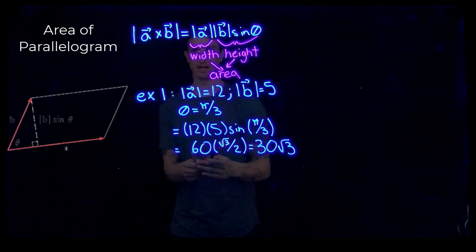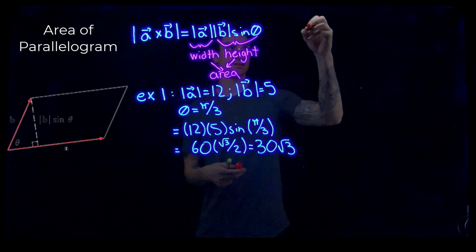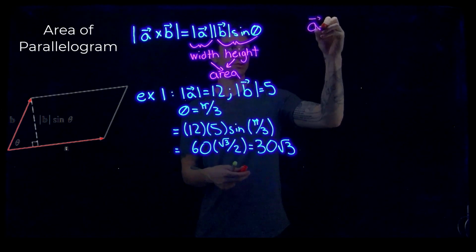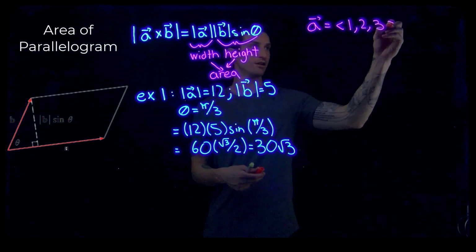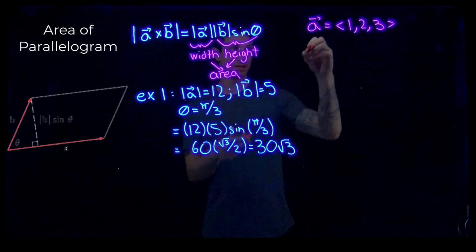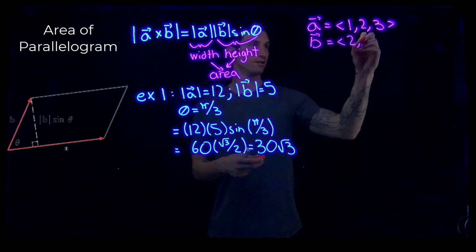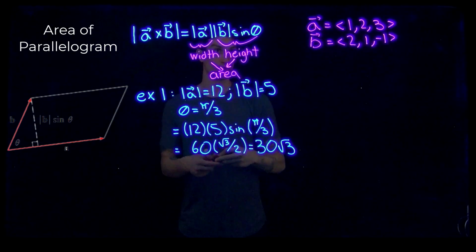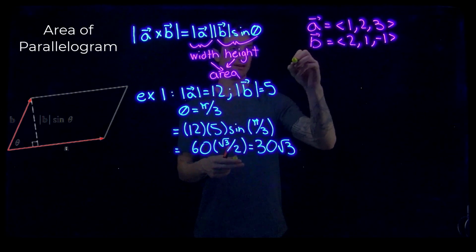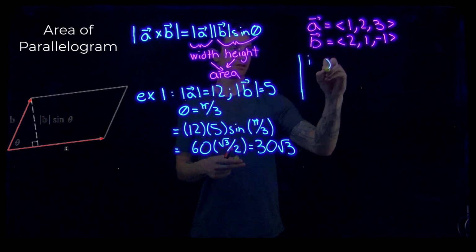What if I want to calculate the area of a parallelogram, but I just give you two vectors? What does that mean? So let's say A is equal to, we'll just do the easy <1, 2, 3>. And let's say B we'll do equal to <2, 1, -1>. All right, now we can form our determinant for our cross product with ijk. So let's go ahead and do that. I'm going to write it here. We'll go down a little bit more. ijk.